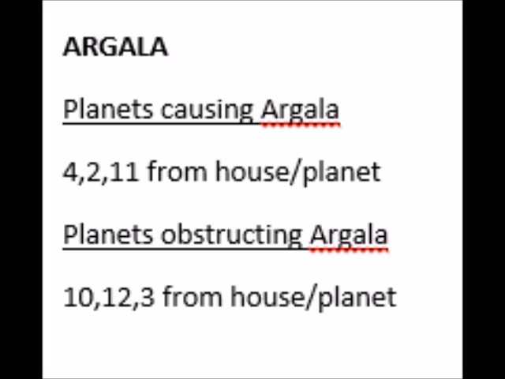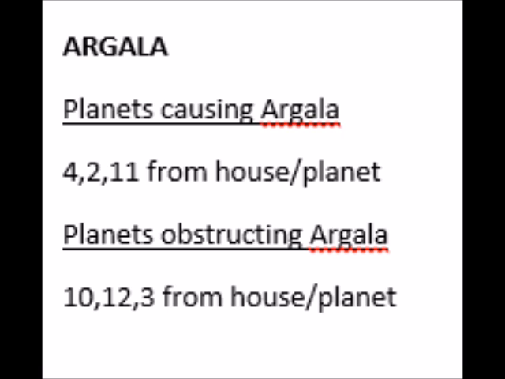So we are clear that there can be two kinds of Argalas, Shubha or auspicious Argala, or Ashubha or inauspicious Argala, depending on the planets when we count them from the 4th, the 2nd, and the 11th from a house or a planet. Okay, so this is the first thing which Sage Parashara has explained. At the same time, Sage Parashara explains that there are also obstructors to the Argala, meaning there is an effect and there is a counter effect.